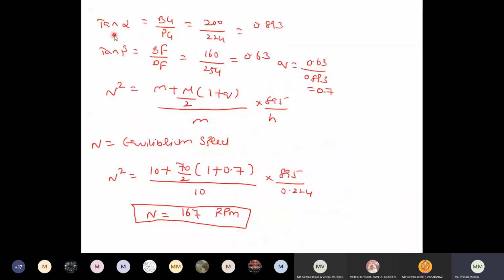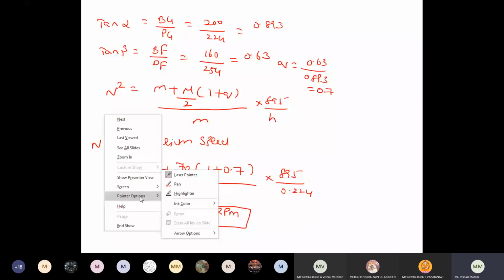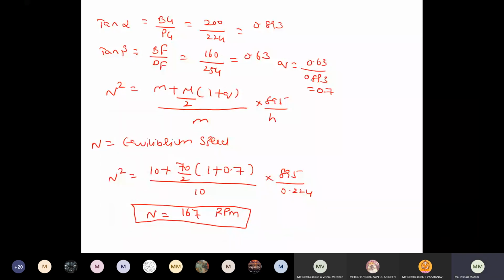Next we find tan alpha, tan beta. q is equal to tan alpha by tan beta, which is equal to 0.7. And the relationship between the speed and height of the governor: N square is equal to (m plus M) into (1 plus q) by m into 895 by h. By using this relation, I have solved for the equilibrium speed. N, I am getting it as 167 rpm.